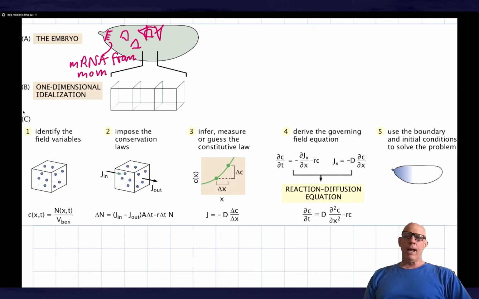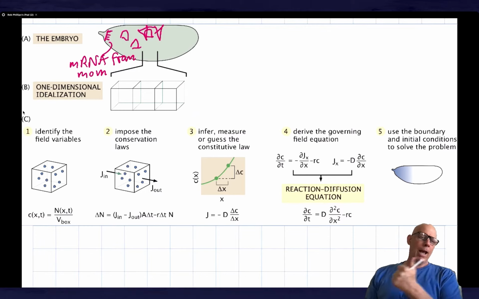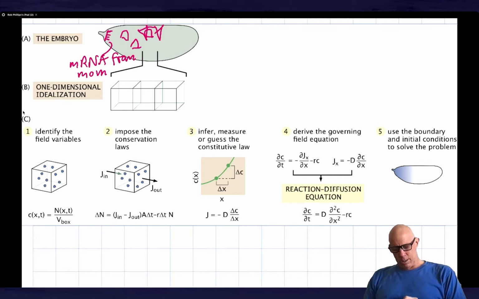Note that I have schematized this as a one-dimensional problem. I'm not saying that the embryo is one-dimensional. I'm saying that there's only one coordinate that shows up in the concentration. Even though it lives in 3 dimensions, the x-coordinate, according to this version of the model, is the only relevant variable. The conservation law, imposed conservation laws, that's the second point.